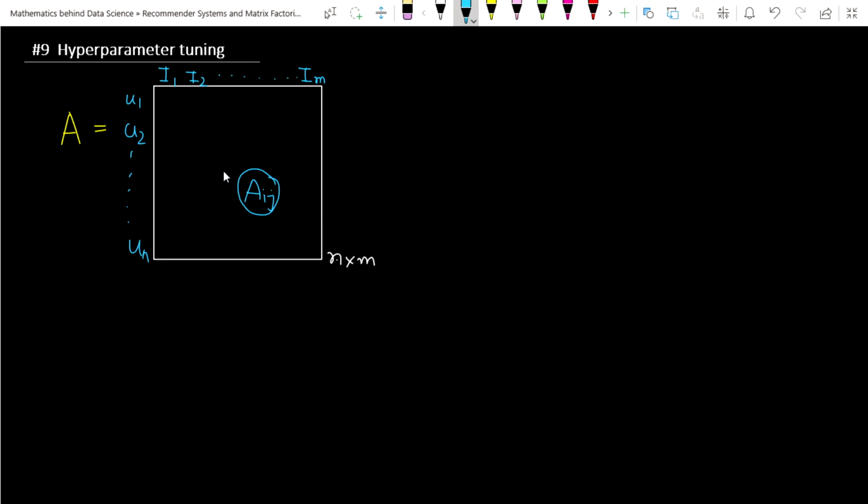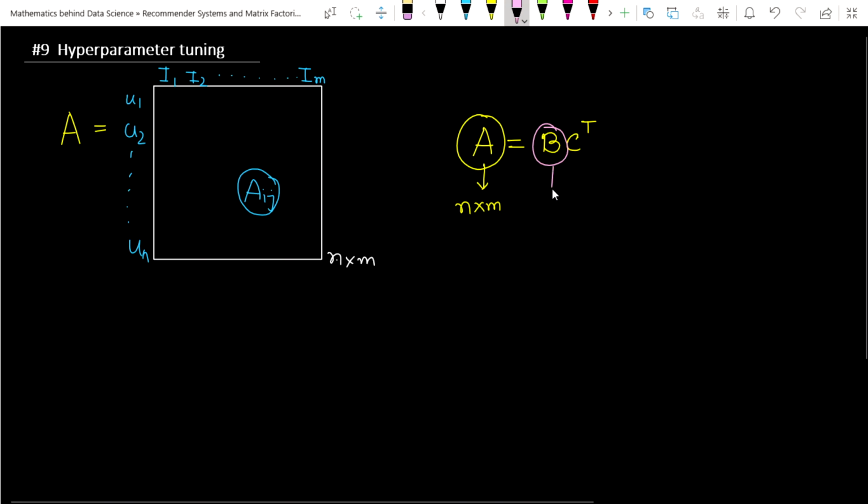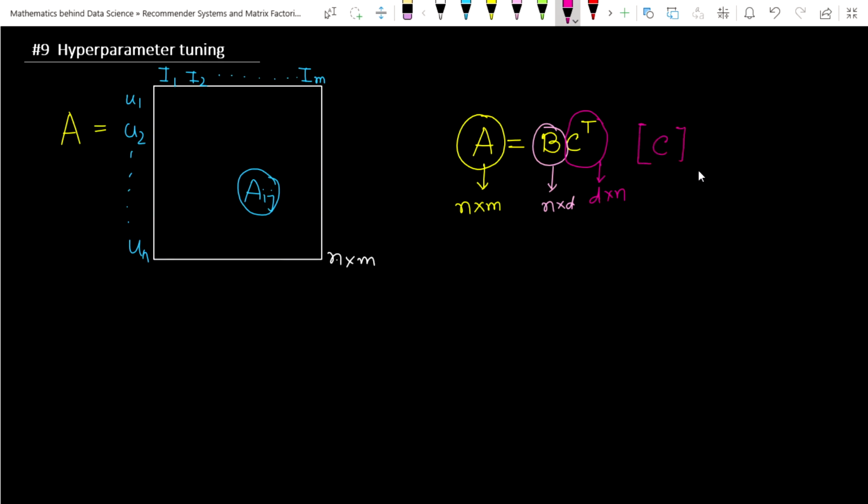After using matrix factorization, as we have seen in one of our previous videos, A can easily be factorized into B times C transpose. The dimension of A is n cross m. The dimension of matrix B is n cross d. The dimension of C transpose is d cross m, so we can conclude that the dimension of the matrix C is m cross d.